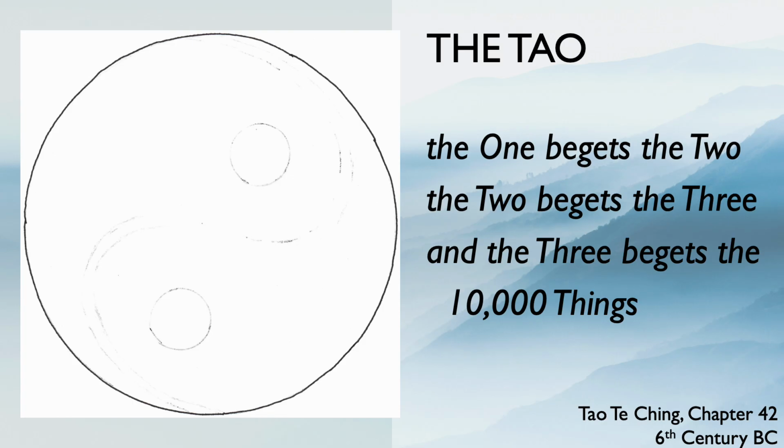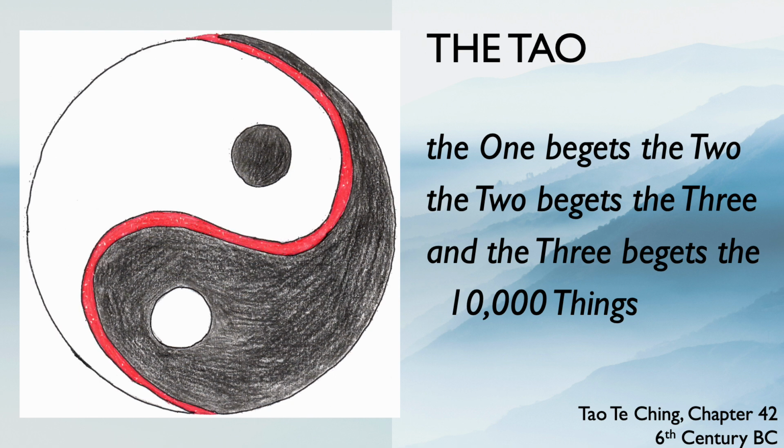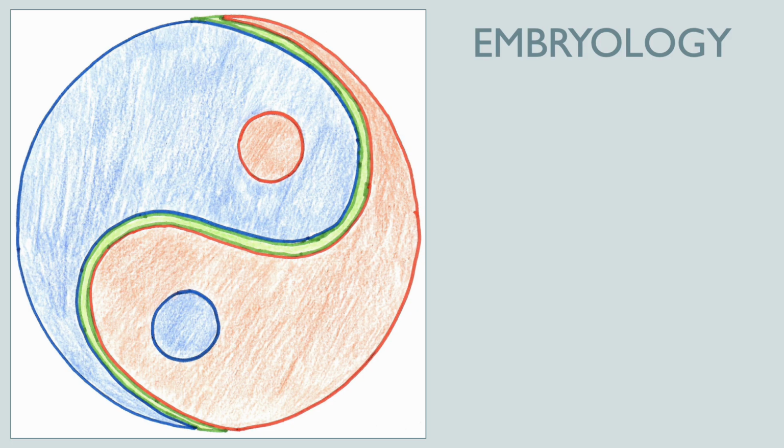So now when we look at the teachings of the Tao, we see the bigger meaning to the one begets the two begets the three, and the three begets the 10,000 things. But what does any of this have to do with embryology?